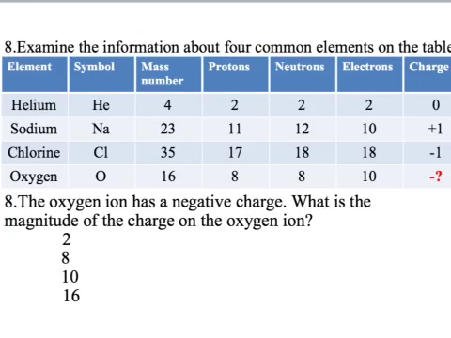Examine the information about 4 common elements on the table. The oxygen ion has a negative charge. What is the magnitude of the charge of the ion? Okay, look here. Electrons are 10, protons are 8. What's the difference? 2. So the magnitude of the charge is 2.